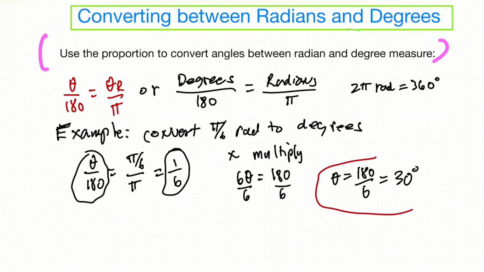And if you remember in the previous video, there'll be a link in the back, pi over 6 was 30 degrees on the circle that we showed. So this is an example of converting from radians to degrees.